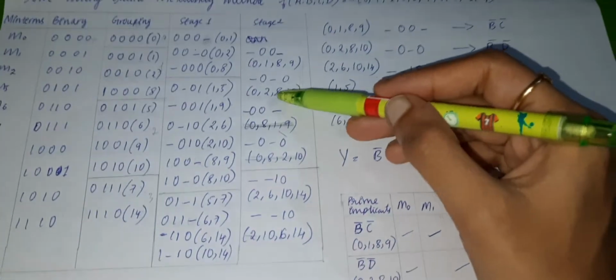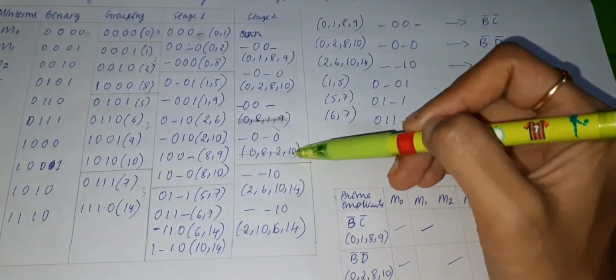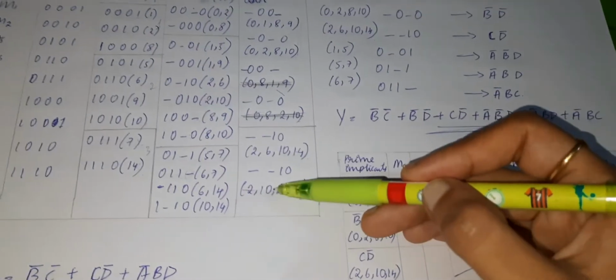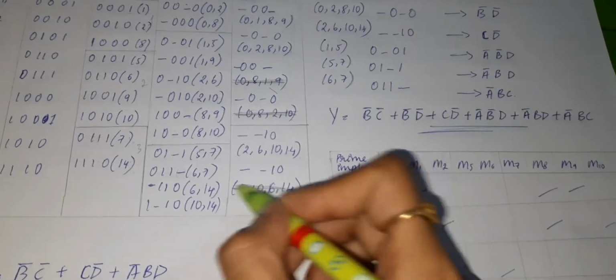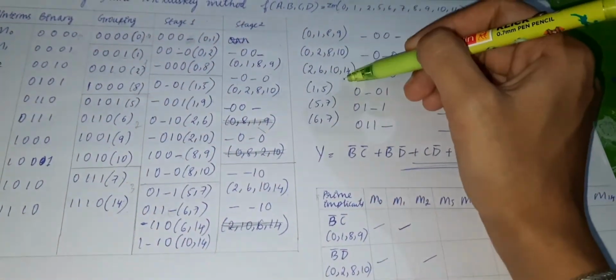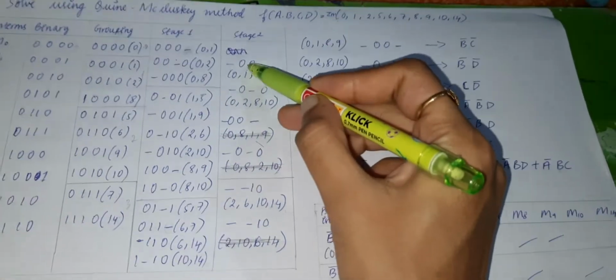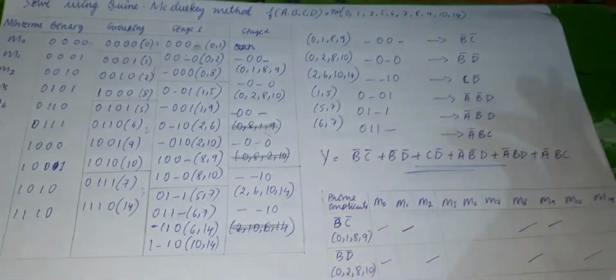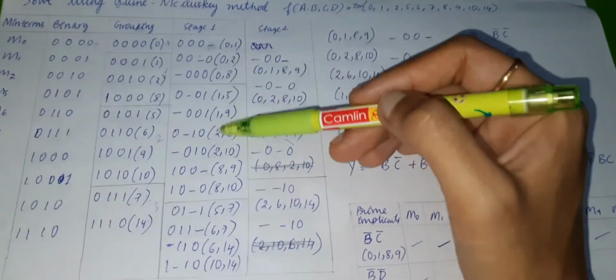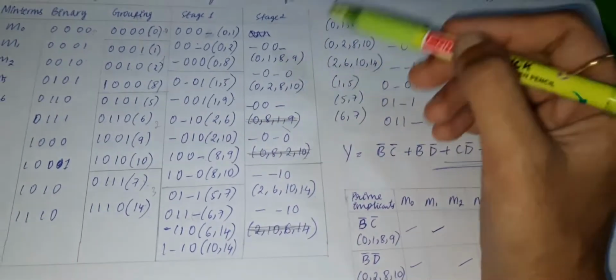And similarly 0, 2, 8, 10 and 0, 8, 2, 10. So cancel out this one, and 2, 6, 10, 14, 2, 10, 6, 14. Cancel out this one. So write down these terms here as it is. Write down this one also like this. And when it comes to stage 1, look out for those terms which are not present here.